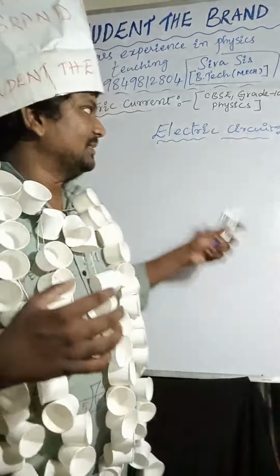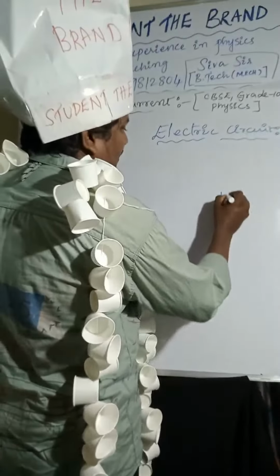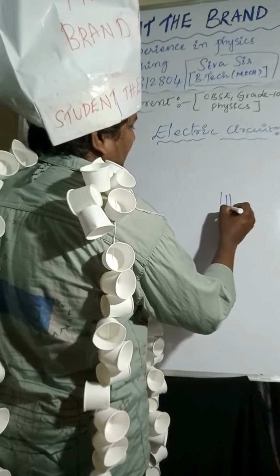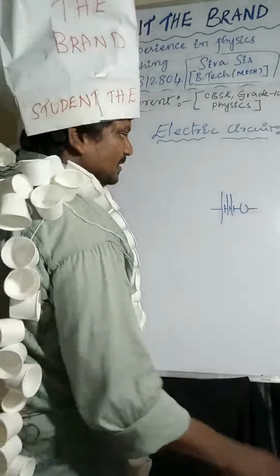Here we can see I am taking the electric circuit. I already explained about positive and negative. I am taking this as a battery, so here positive terminal, negative terminal, battery I am considering.